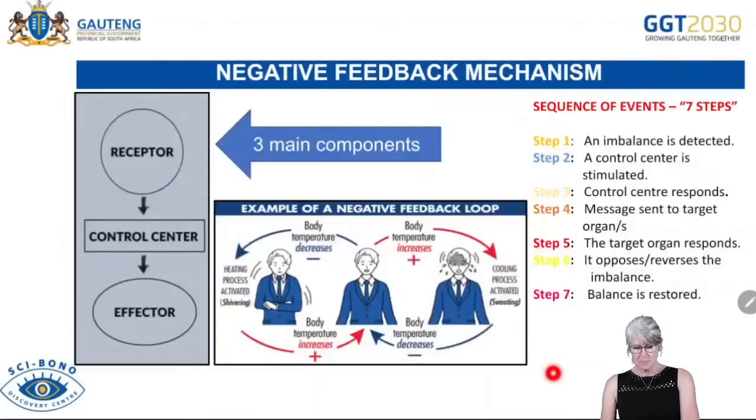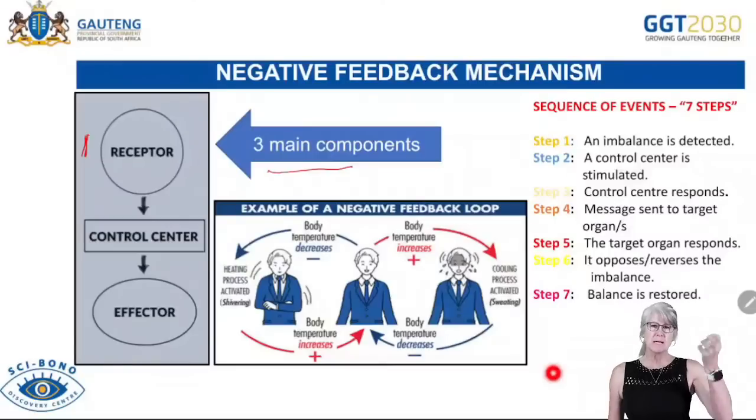Then a negative feedback mechanism is very simple. Okay, and a negative feedback mechanism doesn't mean that it has a negative effect on the body. It basically means that there's continual feedback happening. And the feedback mechanism always has three main components. The first one is the receptor. So something must pick up that there's an imbalance. And then what does it do with that information?